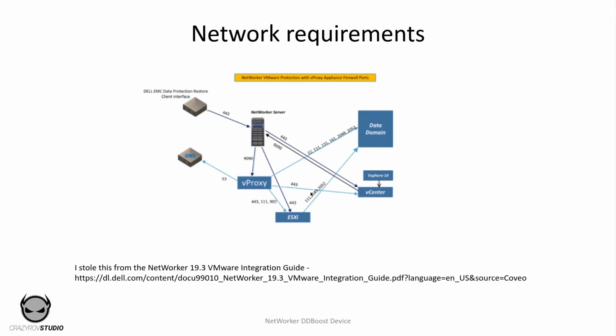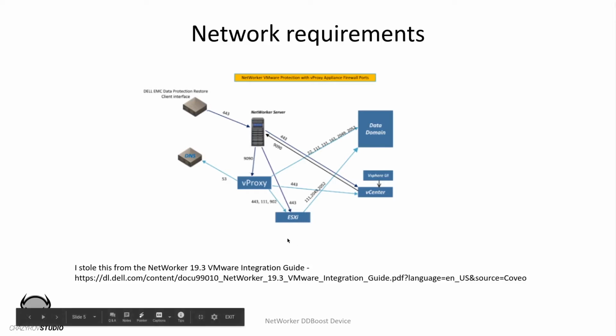The next is port 443 again, between your NetWorker server and the ESXi server. This is required for emergency restore and vProxy redeployment as of version 19.3. Emergency restore is specifically used for restoring your vCenter appliance, because when you're restoring the vCenter appliance, obviously you do not have a vCenter to talk to, so that is why you need to talk directly to your ESXi host.